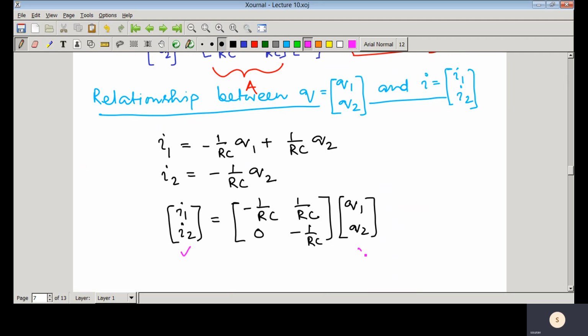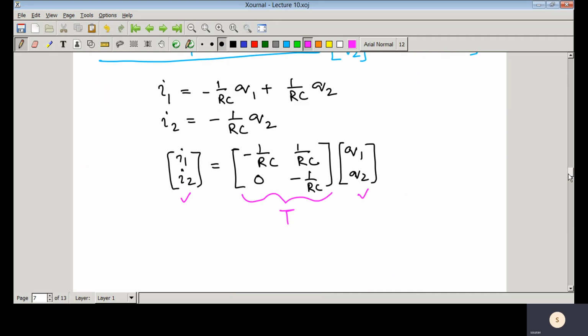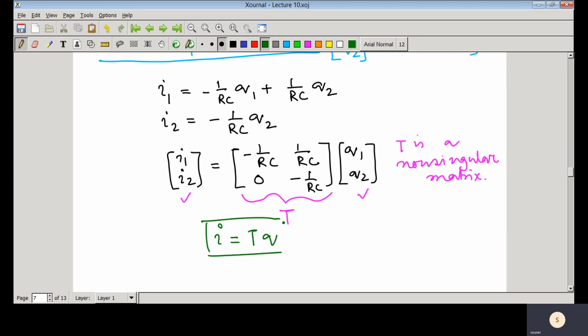From here it is clear that these two state vectors, I and Q, are related via a matrix which is defined as T. You can see this T matrix is a non-singular matrix, because if you find the rank or determinant, it is a full rank matrix, and the determinant would be equal to 1 by RC square. So we can write I equal to TQ. This is actually the relationship.